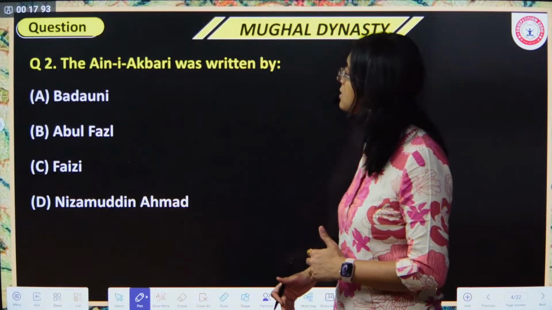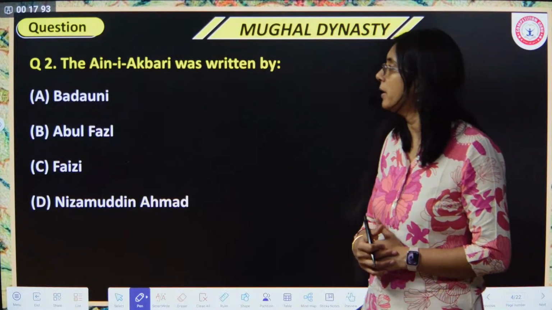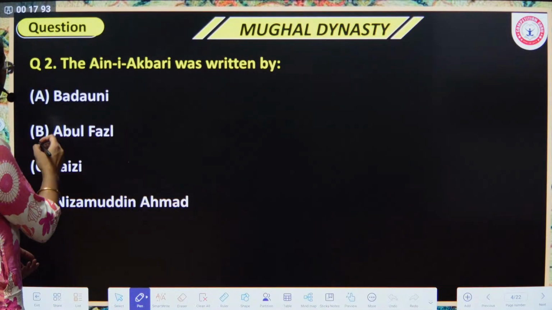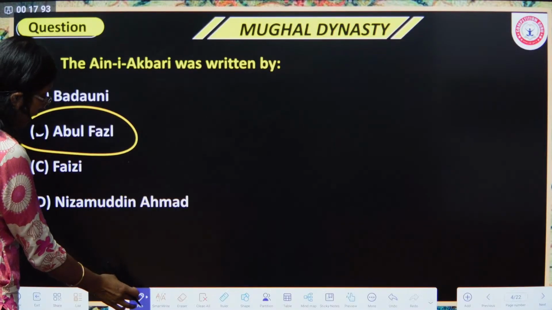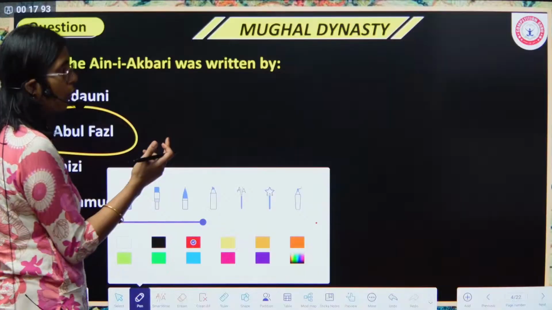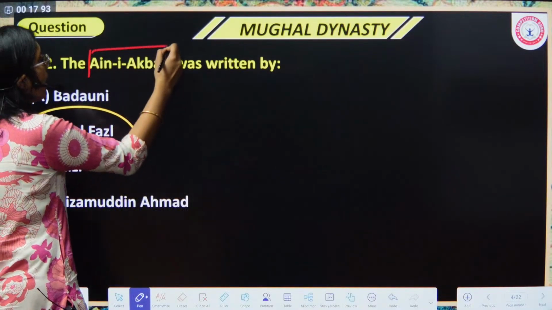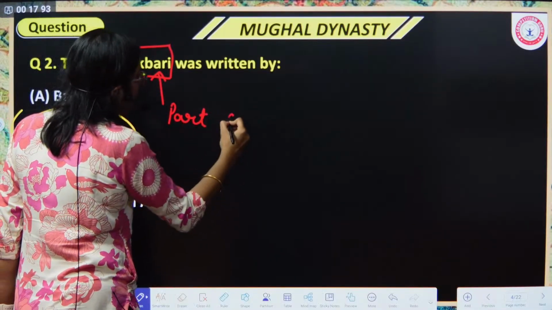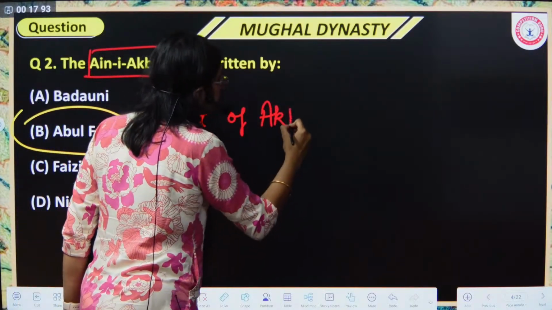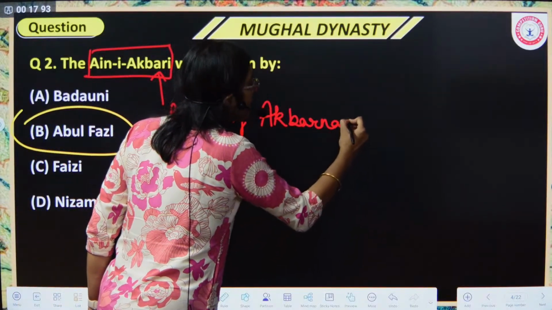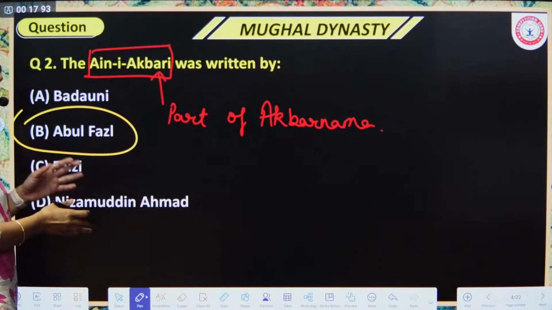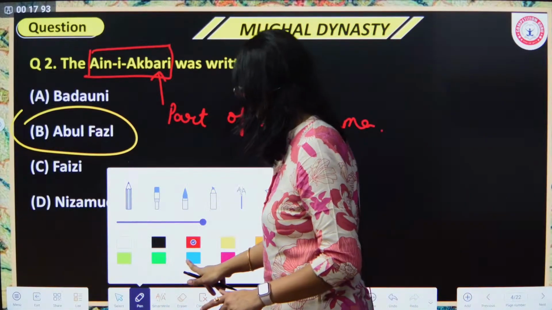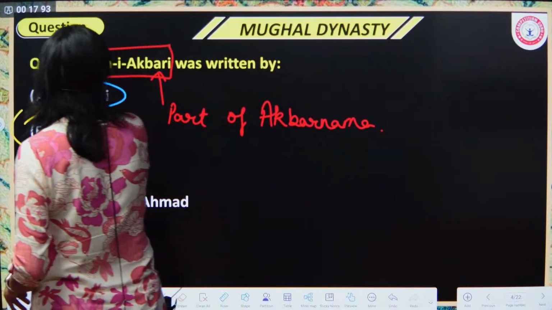For the next question, who has written the Aine Akbari? The Aine Akbari was written by whom? Yes, we know that Aine Akbari was written by Abul Fazl. So we should also explore the other things, that Aine Akbari is the part of Akbarnama. Yes, it is the part of Akbarnama. And what about the other options, the other writers mentioned in this question? Yes, the first one is Badayuni.